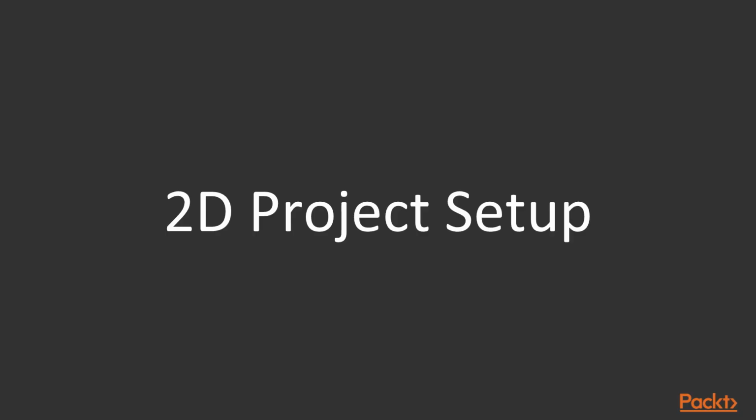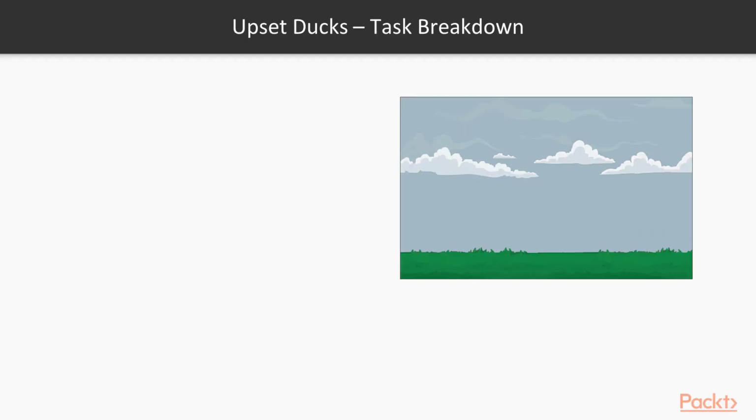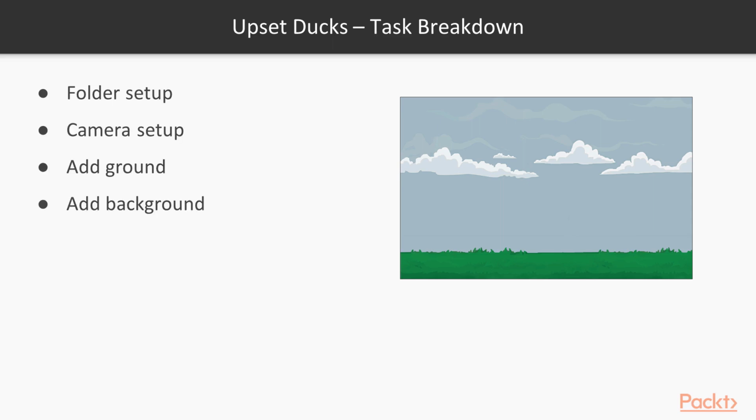The 2D project setup. Let's use this screenshot as our target goal. We'll set up the folders, set up the camera, the ground, and the background. We'll talk a bit about camera settings and also pixels per unit on the sprites. So let's open up Project. It'll be in Section 5, Video 1, and this scene we'll look at is Upset Ducks 1.